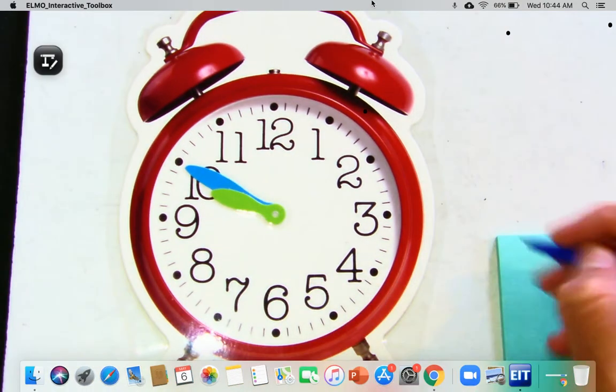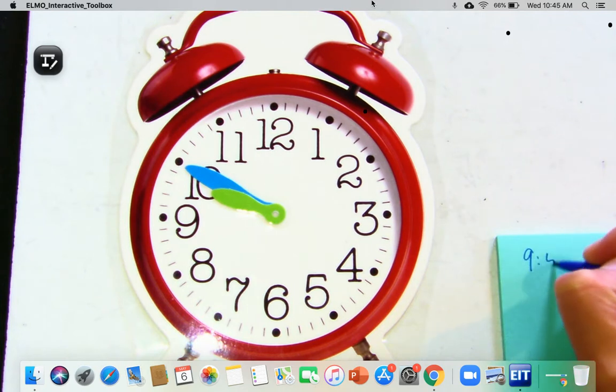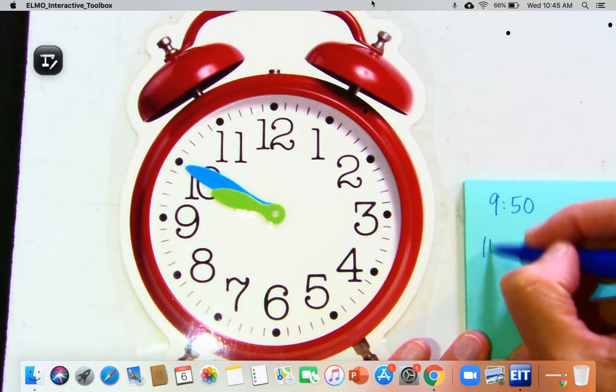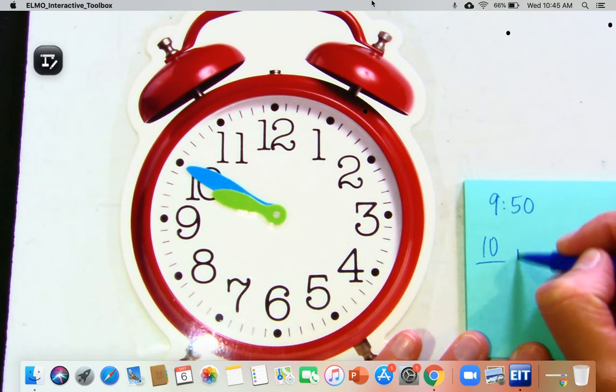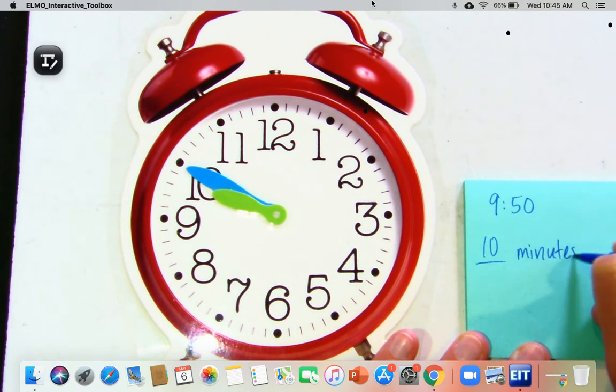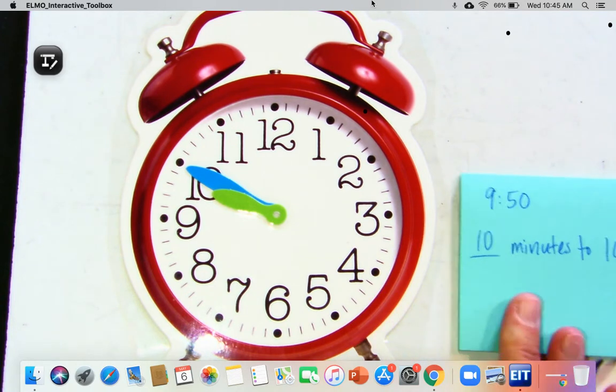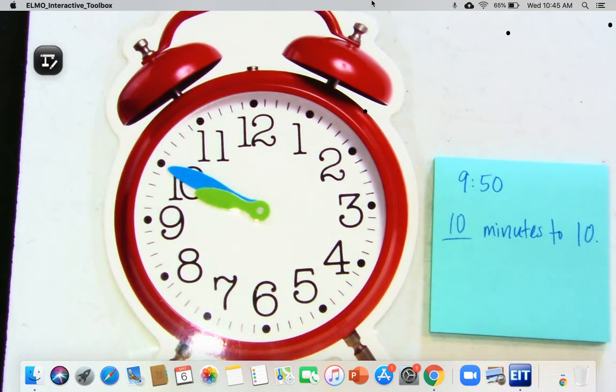So this, we would read this. This is 9:50, 10 minutes to 10. Another way you could also say this is 10 to 10. It's 10 to 10, 10 minutes to 10 o'clock.